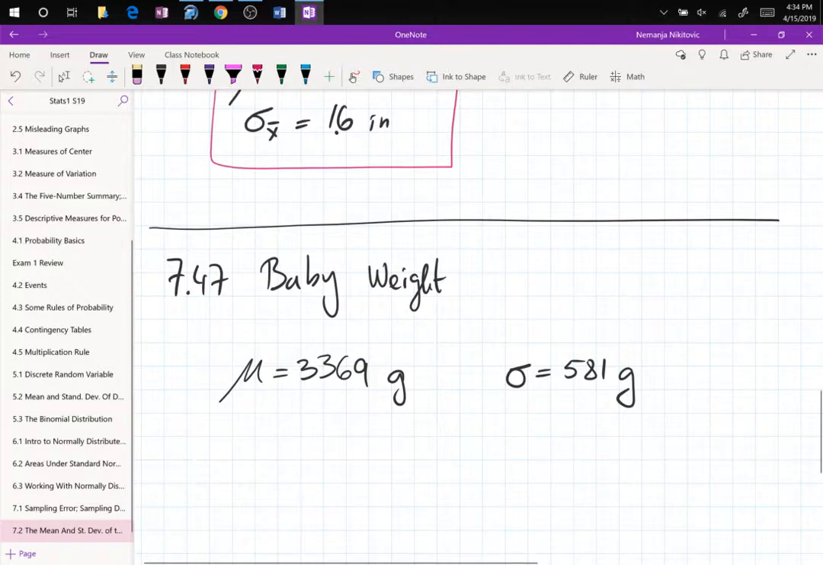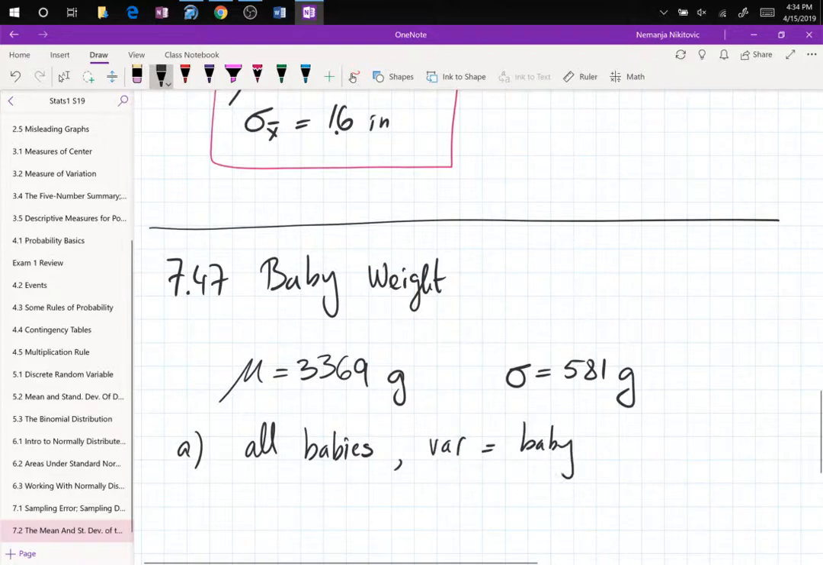Identify the population and the variable. The population is all babies, right? So A, all babies. And then the variable is baby weight.